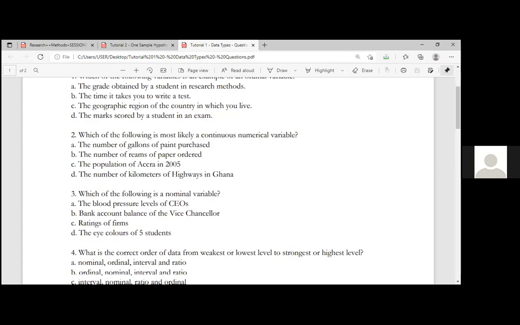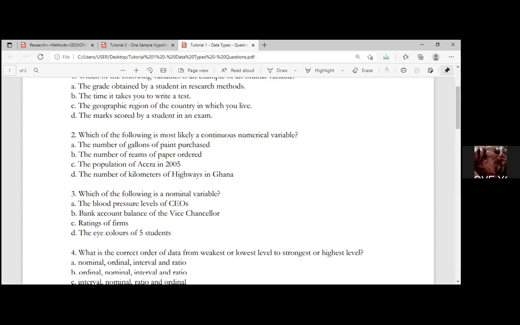Numerical ratio. Ratings of firms. Dede is saying numerical ratio. Okay. Princess, what do you say? Categorical nominal. Princess is telling us it is categorical nominal. Thank you. Abena Yabua, what do you think? I think it is categorical ordinal. Your last person, Susanna, what do you think? I also think it's categorical ordinal. So the correct answer is categorical ordinal.